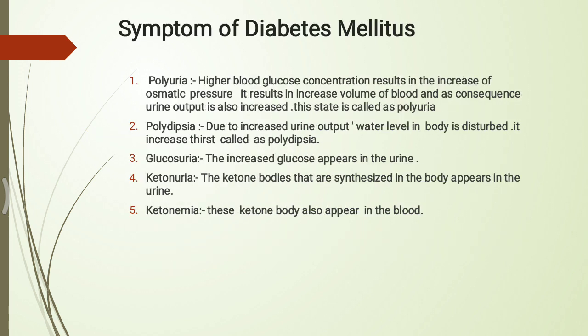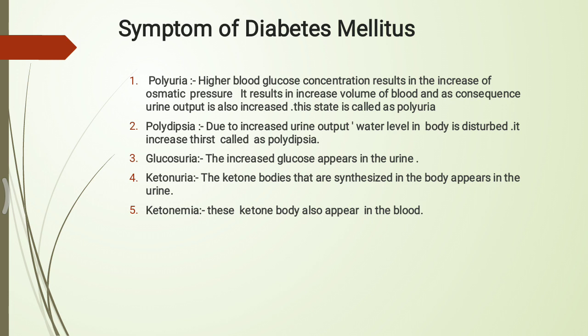There are so many symptoms of diabetes mellitus. Some of them are as follows: polyuria, polydipsia, glucosuria, ketonuria, ketonemia, etc. Let's see one by one.